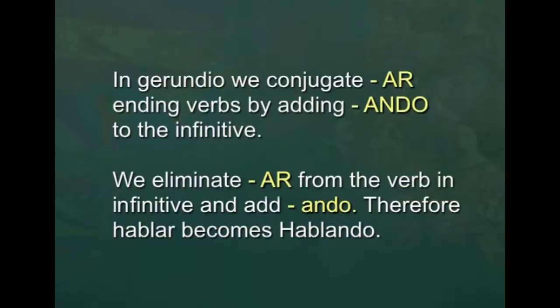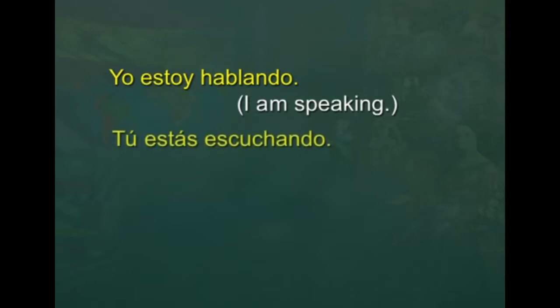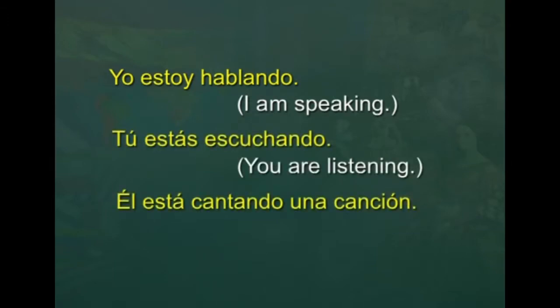It is also important to know that in gerundio we conjugate AR ending verbs by adding ando to the infinitive. We eliminate AR from the verb in infinitive and add ando. Therefore, hablar becomes hablando. Por ejemplo, yo estoy hablando. I am speaking. Tú estás escuchando. You are listening. Él está cantando una canción. He is singing a song.